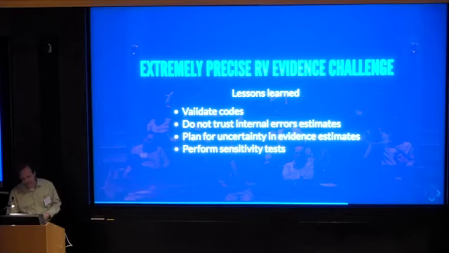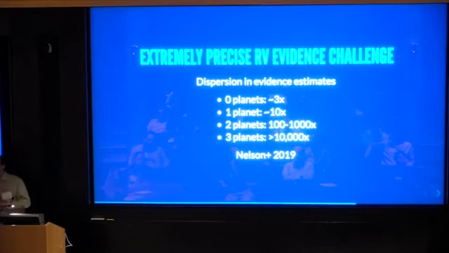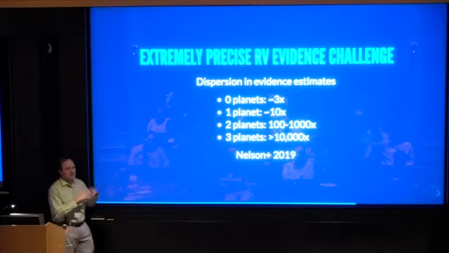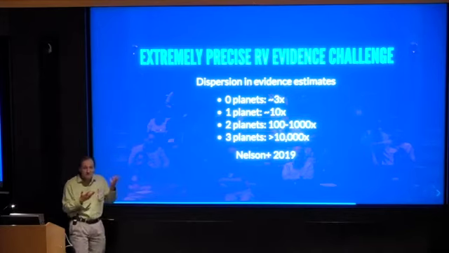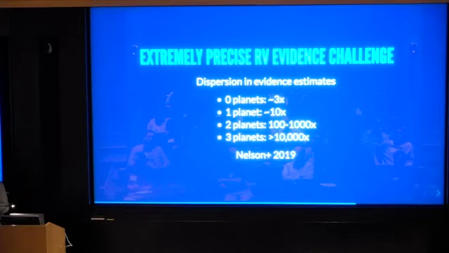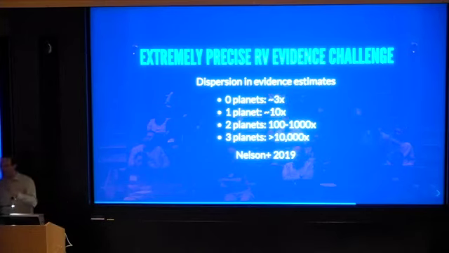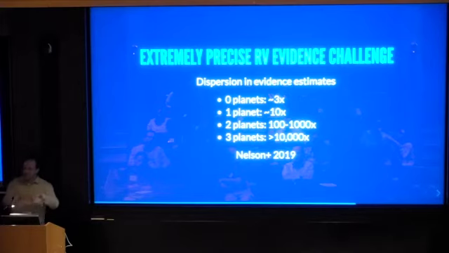And also, it's good to perform sensitivity tests, as always. To put numbers on what I just said: when we looked at different methods of estimating the evidence for a zero-planet model, it was easy. Everyone got it within a factor of 3. For one planet, with 5 or 6 parameters, maybe 7, I forget, the different methods typically gave results consistent within a factor of 10. For 2 planets, depending on which ones you included, the good ones were maybe within a factor of 100 of each other, the less good ones maybe a factor of 1,000.